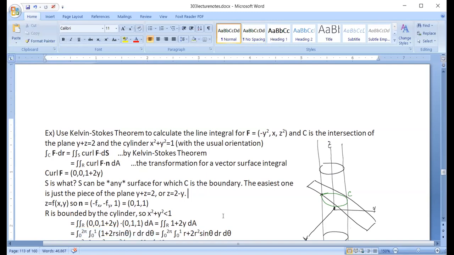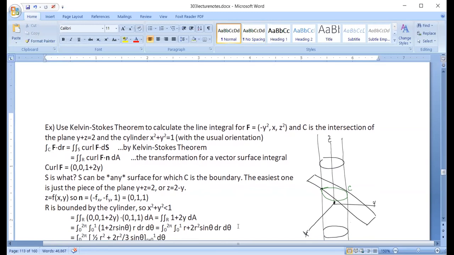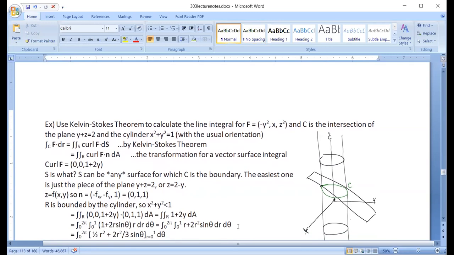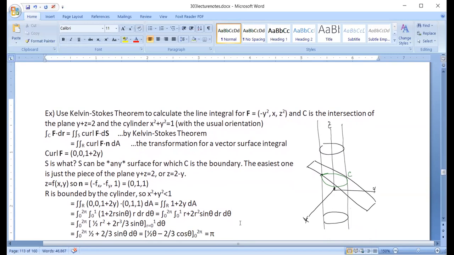So first distributing r, you get the double integral of r plus 2r squared sine theta dr d theta. And now we just go ahead and do it. So first integrating with respect to r, half r squared plus 2r cubed over 3, times sine theta, evaluated from r equals 0 to r equals 1. And that gives you 1/2 plus 2/3 sine theta d theta.